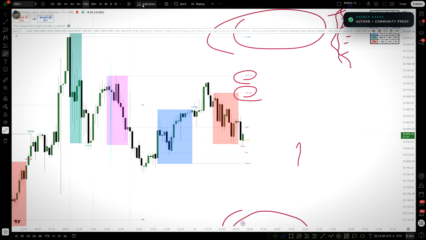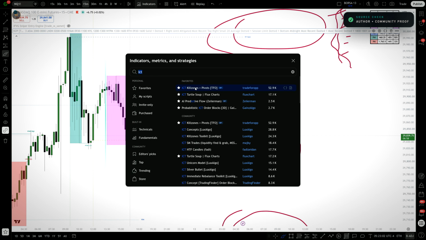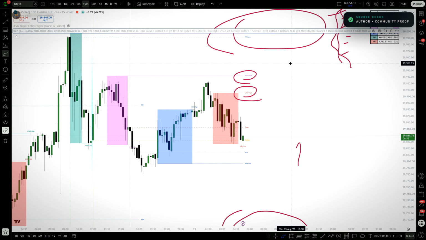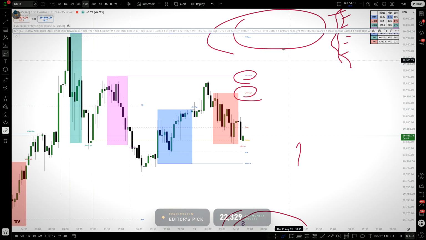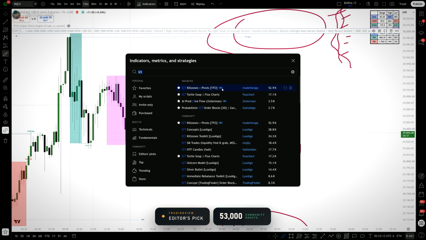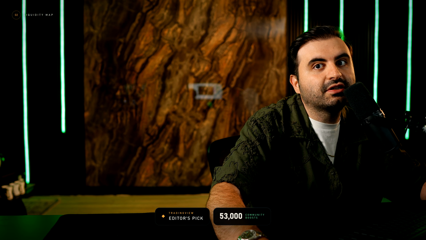All you need to do is come to Indicators tab and search for ICT Killzones plus Pivots. Remember, this is editor's pick. Editors from TradingView are very picky, so if you see something like this, the EP, you know that it's good, okay? And this has 53,000 likes. It's something, guys, come on.